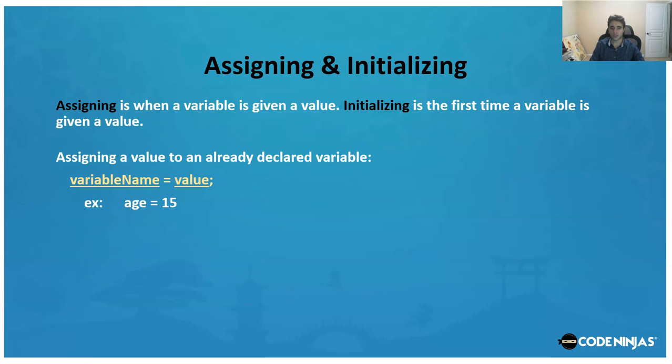Assigning and initializing variables. Assigning is when a variable is given a value. Initializing is the first time a variable is given a value. Assigning a value to an already declared variable: variable name equals value. Example, age equals 15.